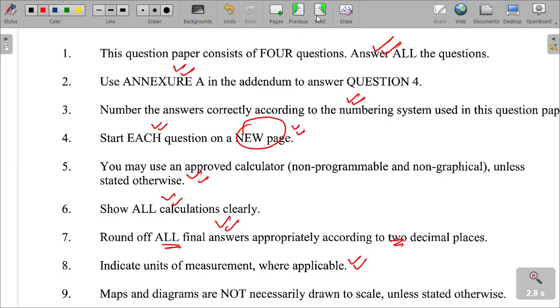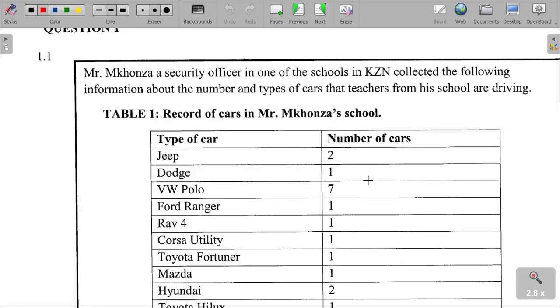So let's just quickly go through our question paper. It's question 1. Mr. Mkonza is a security officer in one of the schools in KZN. He collected the following information about the number and types of cars that teachers at his school are driving. So, table of cars, Mr. Mkonza's school: you've got the type of car and the number of cars for each type. So let us just quickly answer the questions.